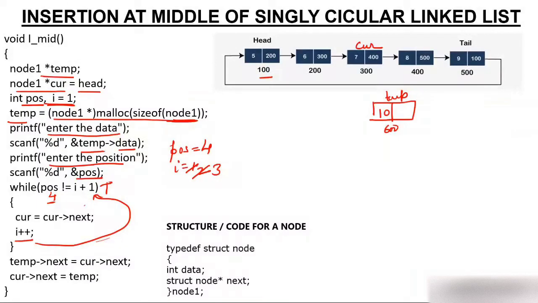Is 4 not equal to 3 plus 1? Is 4 not equal to 4? No, 4 is equal to 4. Condition becomes false. I'll come out of the loop. So finally, I have come out of the loop.